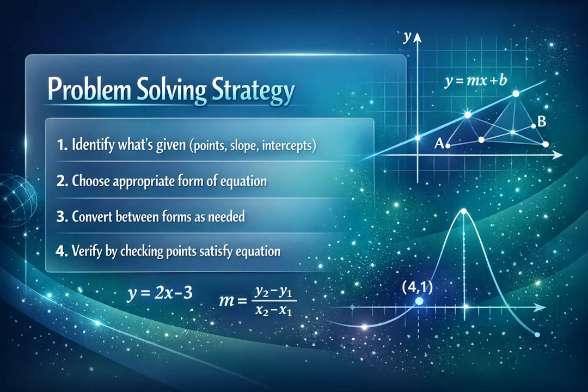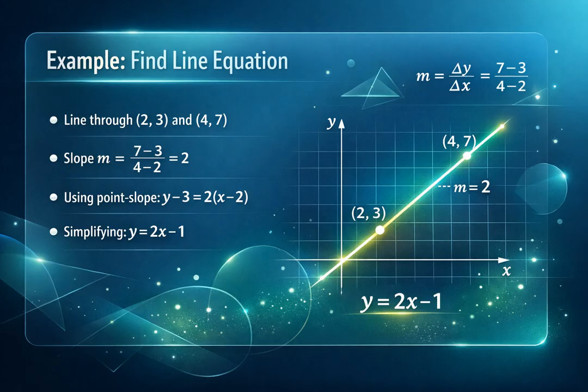Convert between forms as needed. Always verify your answer by checking that given points satisfy your equation. Let's find the equation of a line through (2, 3) and (4, 7).